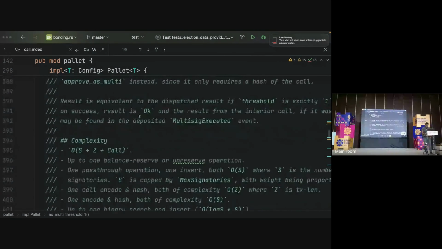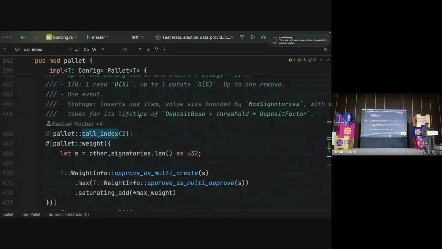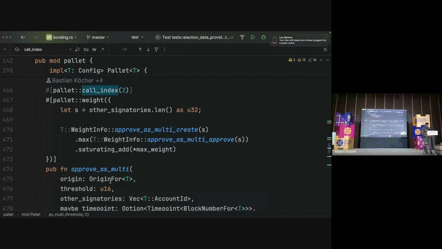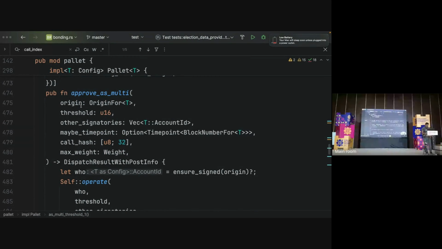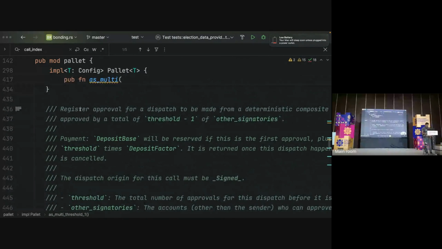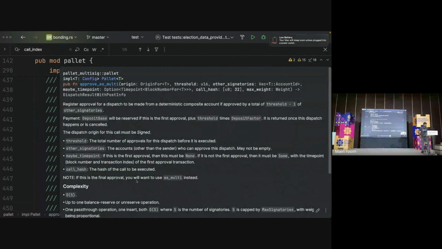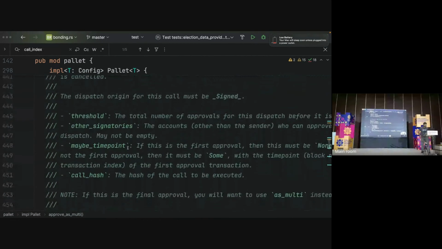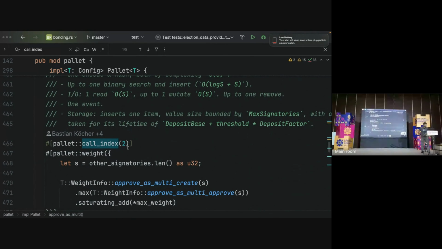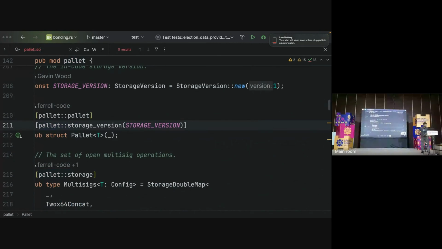How do you create it the first time? Yeah, okay, this is how you do it. So you say approve as multi. Okay, register approval for dispatch will be made, and a deposit will be reserved if this is the first approval, plus threshold. So this is stateless. So you have no state for this multi-sig. Let's see. Does it have any pallet storage?